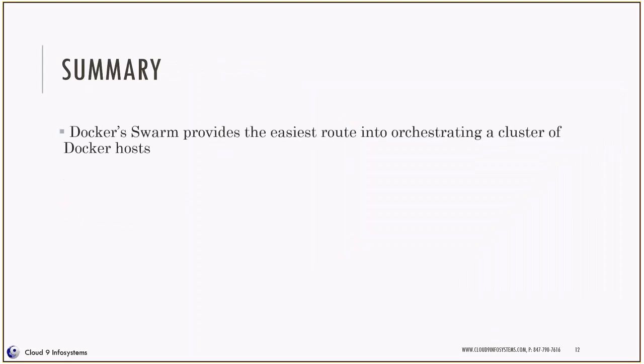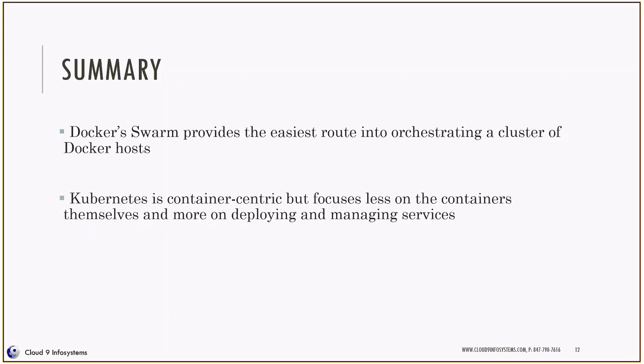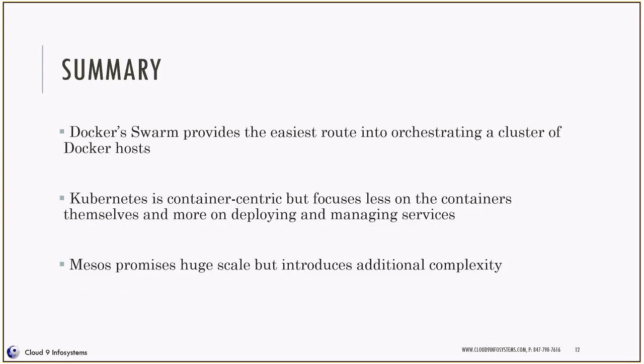Next, we'll go to the summary of the 3 orchestration frameworks. So the 3 options that we considered vary considerably in implementation and in how the user interacts with them. Docker provides the easiest route into orchestrating a cluster of Docker hosts. You have Kubernetes, which is container centric and focuses less on the containers but more on deploying and managing services. Lastly, you have Mesos, which promises huge scale but introduces additional complexity with it.